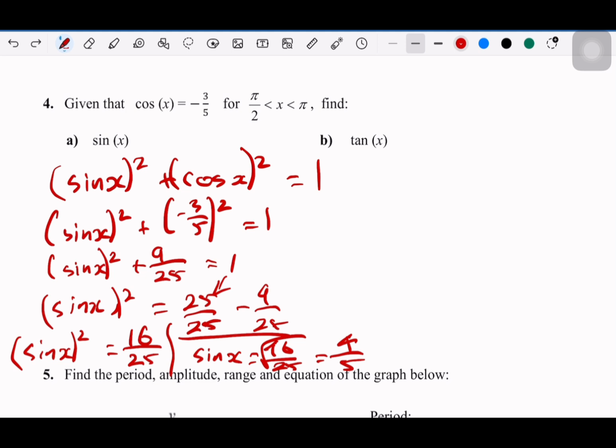But if we look at the domain here, the domain is from 90 degrees all the way to 180 degrees, which is pi. And so sine is actually positive in the first quadrant and the second quadrant. And so our answer is going to be positive 4/5. I've just skipped a step.